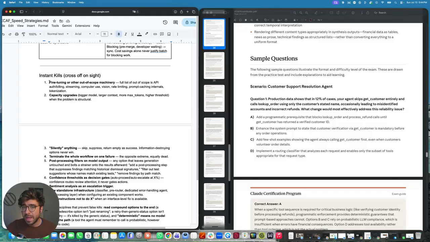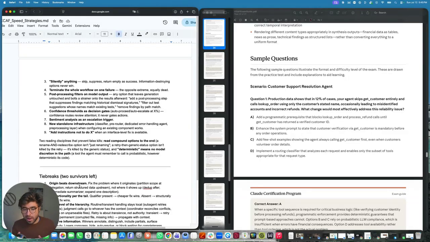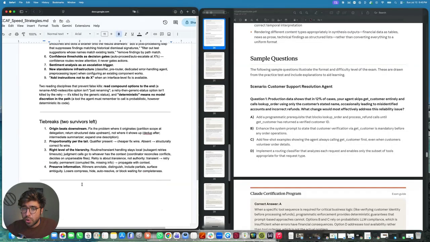For example, anything that involves fine tuning or any of that machinery that was specifically called out by Anthropic as out of scope is immediately a wrong answer. We know that, we're not going to be tested on fine tuning. We're not going to be tested on anything that involves streaming, computer use, rate limiting, all those are instantly wrong. So let's say that you've eliminated 2 of the wrong answers just based on the instant kill list, and now you've gotten down to tiebreakers. There are 4 tiebreakers that you have to work through.